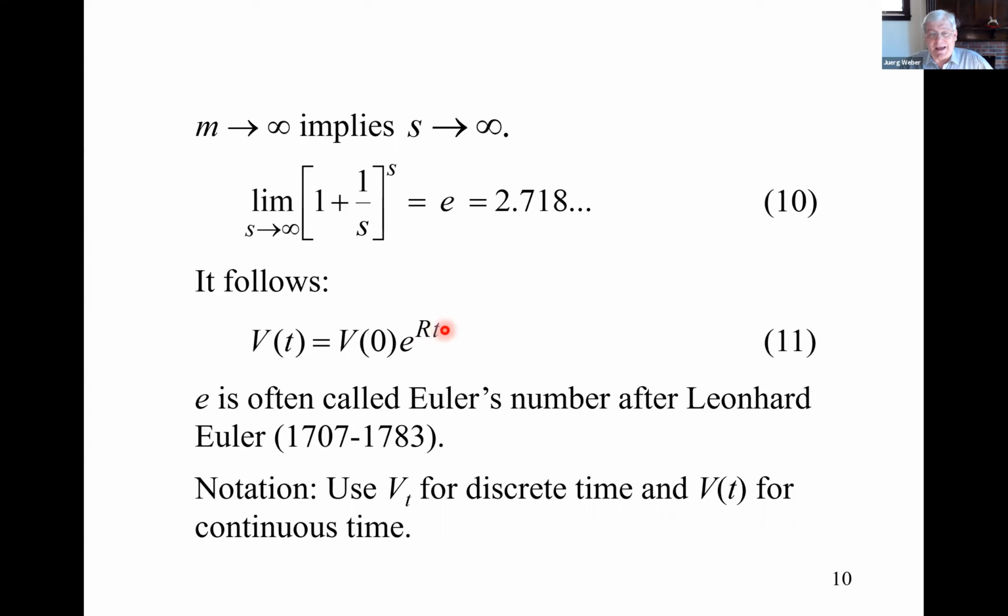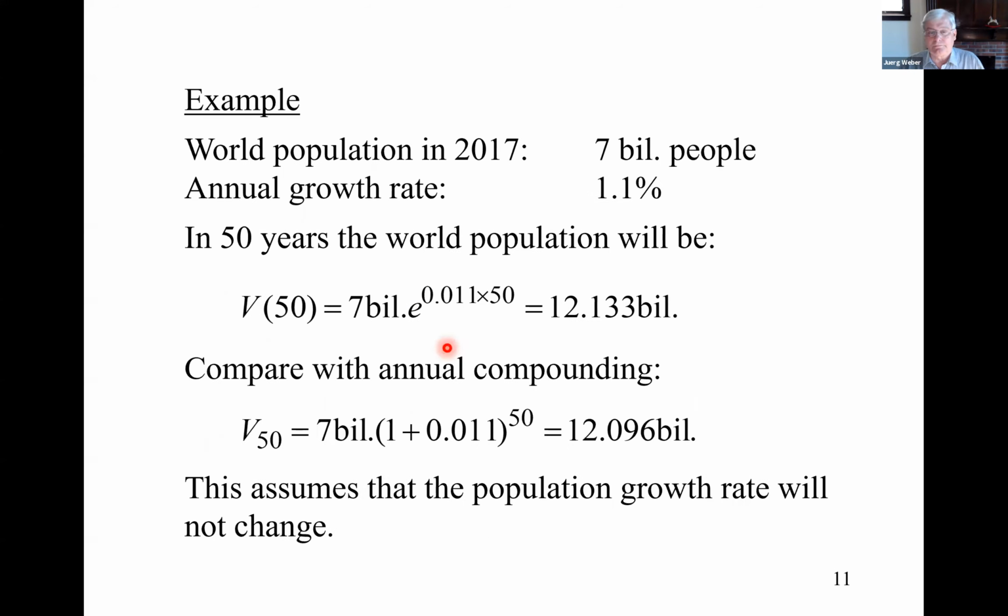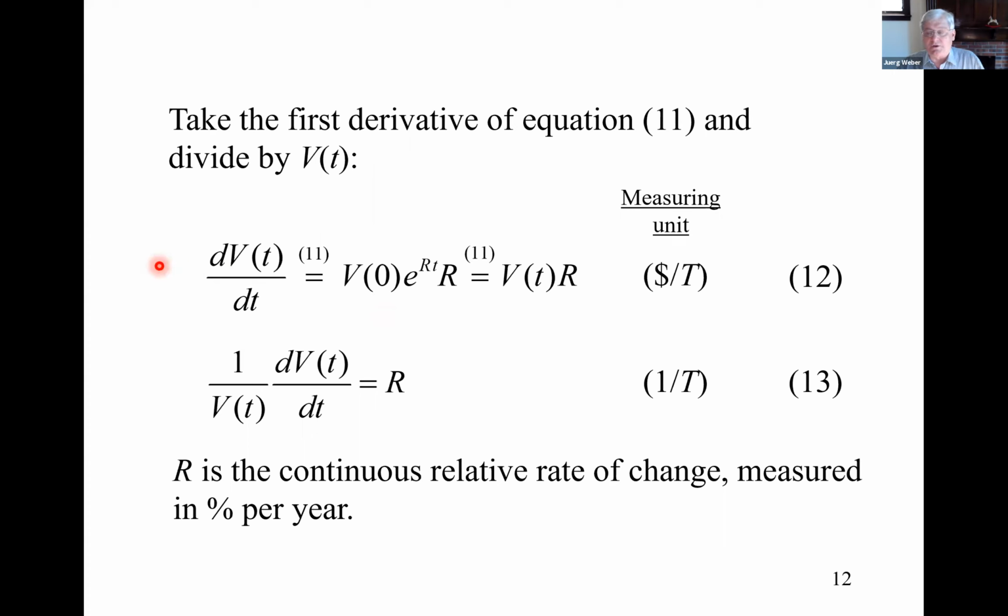You must multiply with the derivative of the power. So the derivative of the power RT with regard to t will be R. So you must multiply this by R. And then you have the first derivative. That's given in equation 12. Equation 12 gives you the first derivative of the Vt function with regard to time.